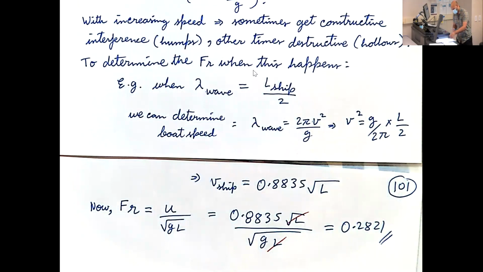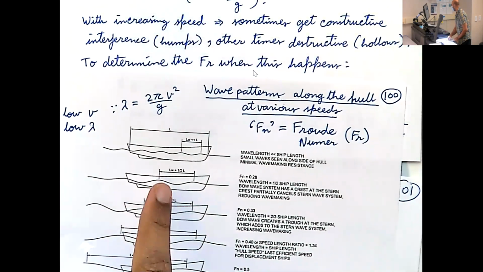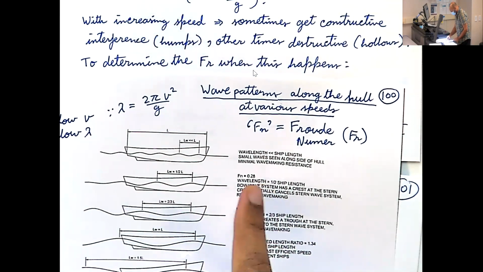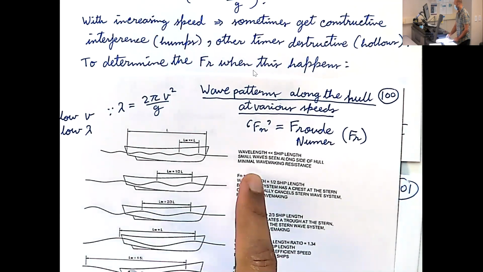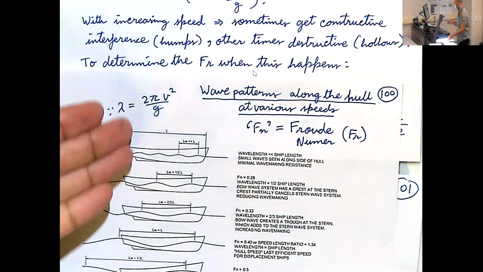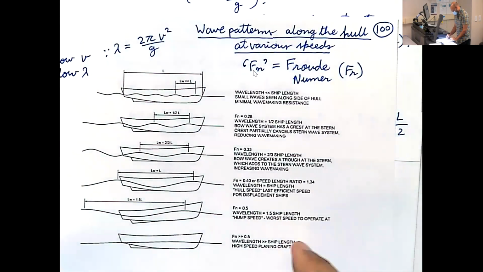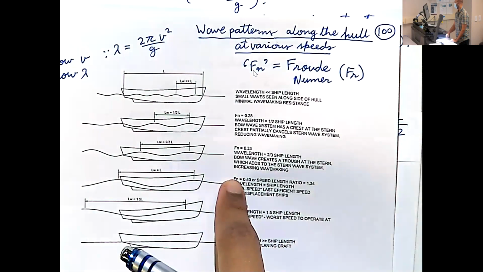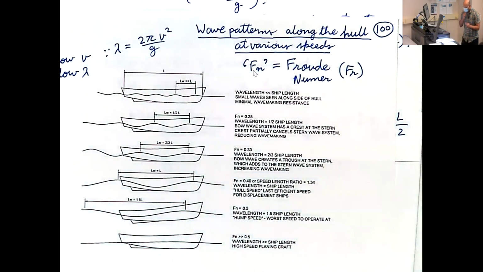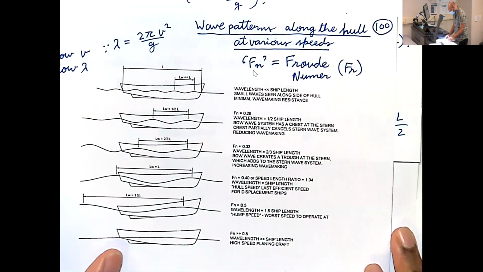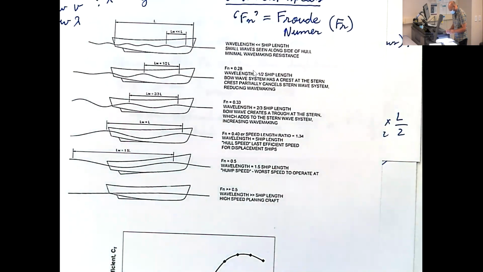And this is exactly the number mentioned in the image here. For half the hull length, we get a Froude number of 0.28. You can do the same for any of these cases, and you'll be able to determine the corresponding Froude number. All right, now one thing to notice here.